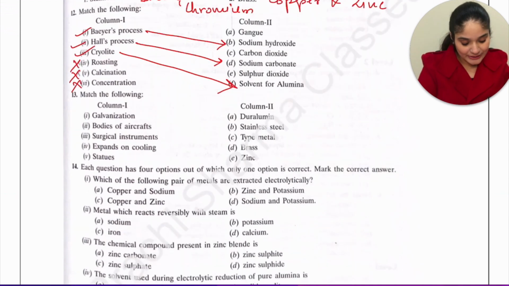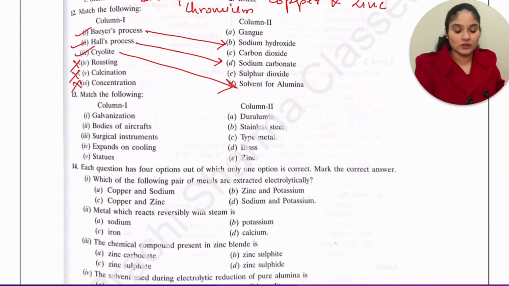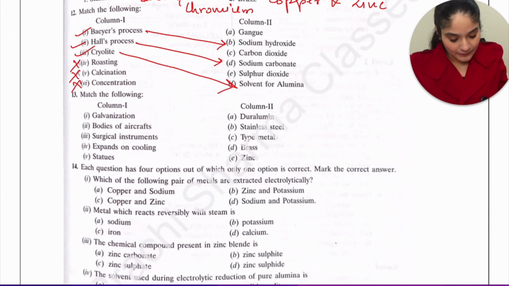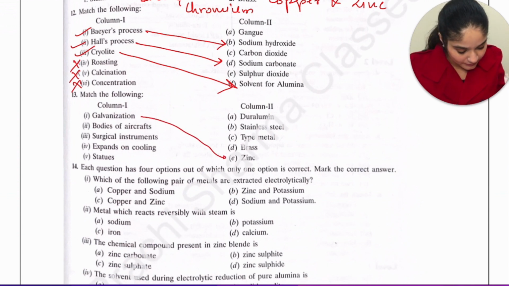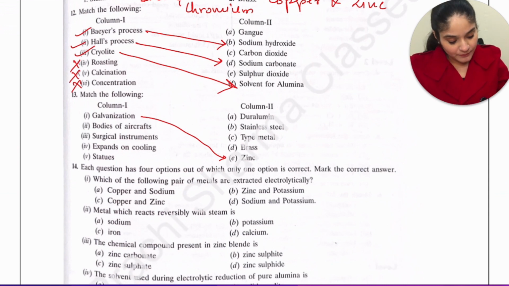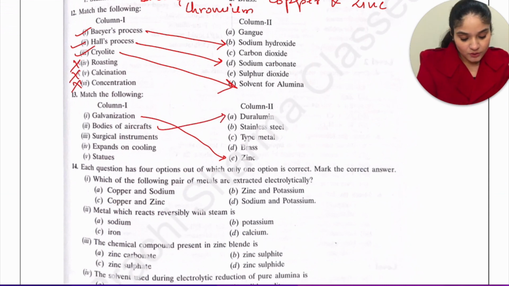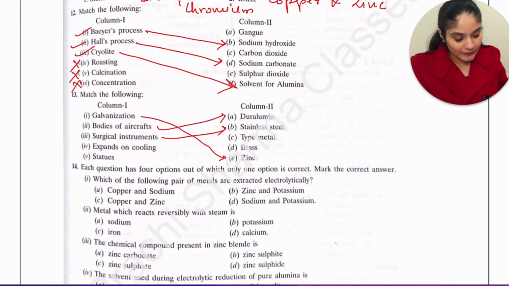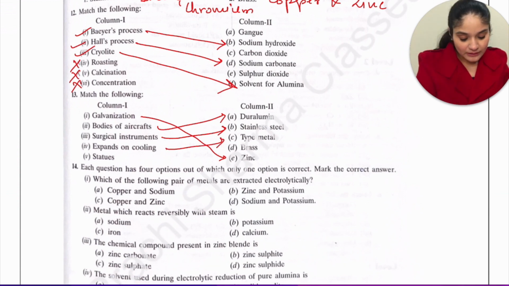Now next is question number 13, galvanization. This is again from the properties of your alloys, that is the last page of the chapter. Galvanization is taking place with zinc, so let me mark that. Bodies of aircraft are made from duralumin, so that is this one. Then surgical instrument is stainless steel. Fourth, expands on cooling, that is metals. Then statues are made from brass.